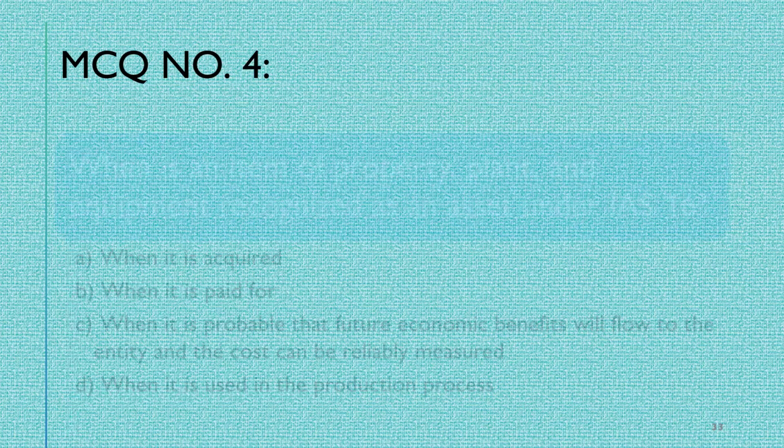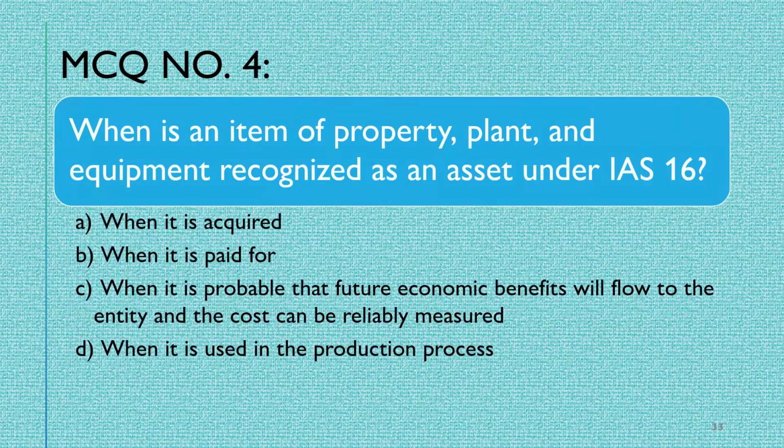Question number 4. When is an item of property, plant, and equipment recognized as an asset under IAS 16? A. When it is acquired. B. When it is paid for. C. When it is probable that future economic benefits will flow to the entity and the cost can be reliably measured. D. When it is used in the production process. And the correct answer is option C, where it is probable that future economic benefits will flow to the entity and the cost of the item can be reliably measured.